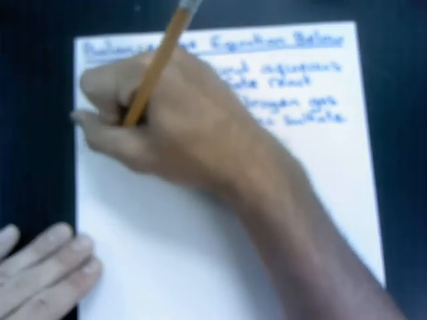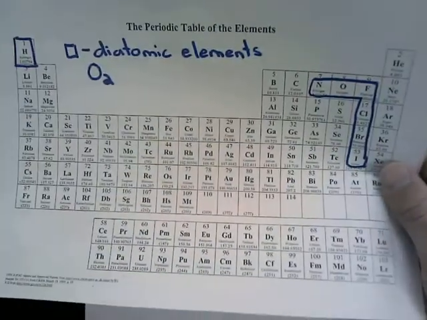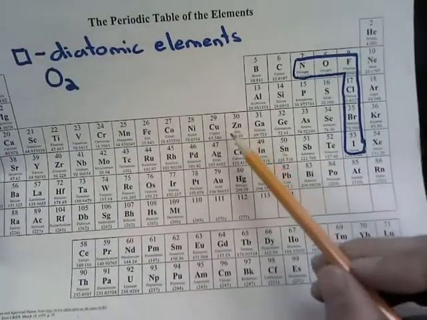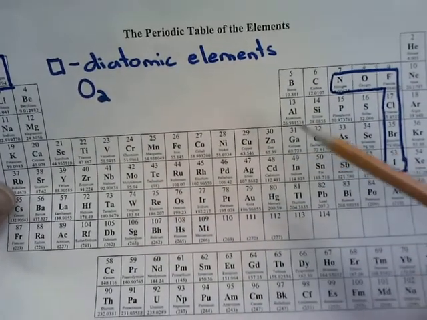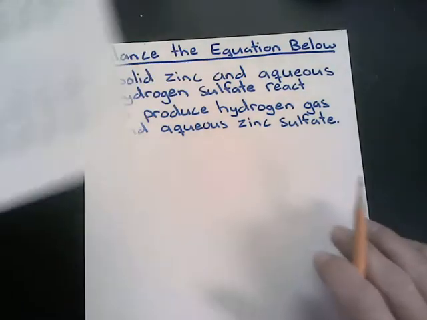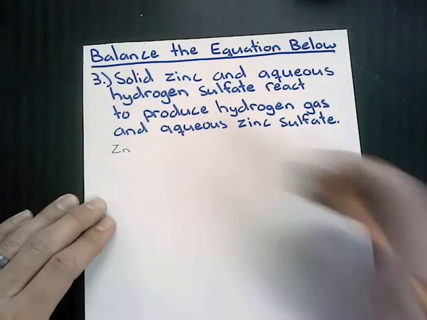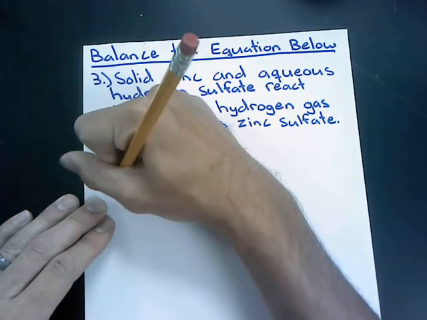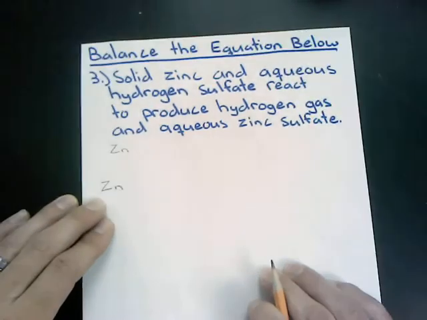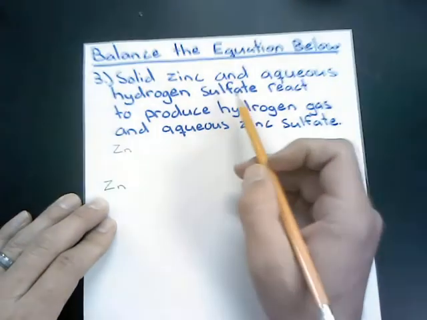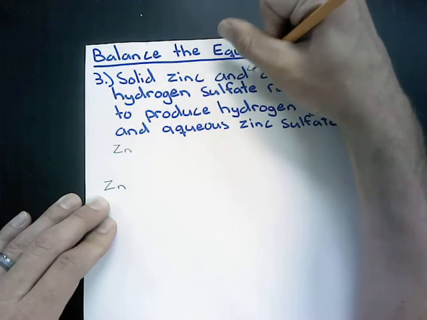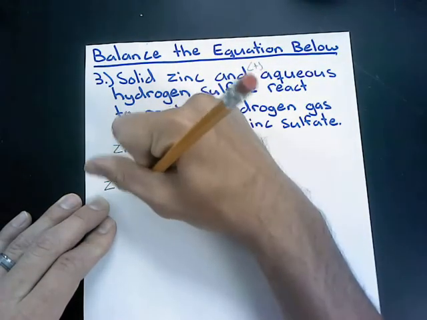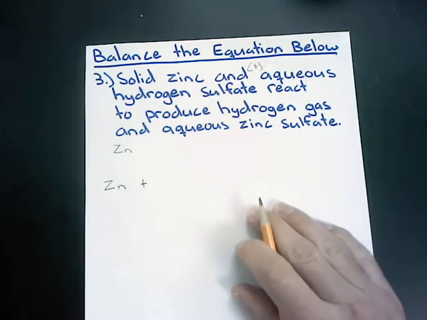Now, something I want you to get in the habit of is always double checking. Whenever you just find an element by itself or it's listed by itself, double check and make sure it's not one of those 7 that we have identified. It is not, so we can just have zinc as a standalone element. It is not diatomic, and so we have Zn. And then we have aqueous hydrogen sulfate. And so, again, we see this and sign, so that represents a plus sign to separate these two reactants out.